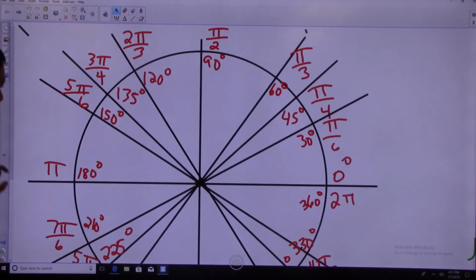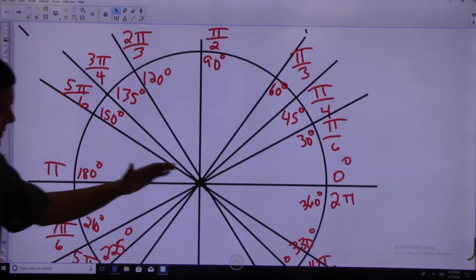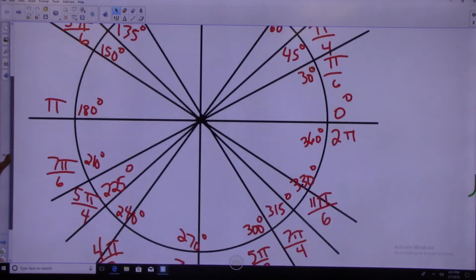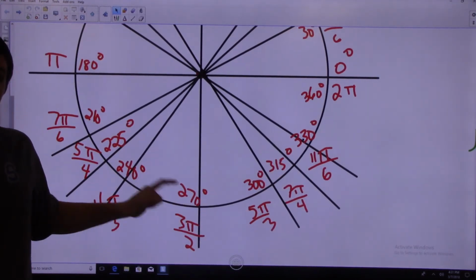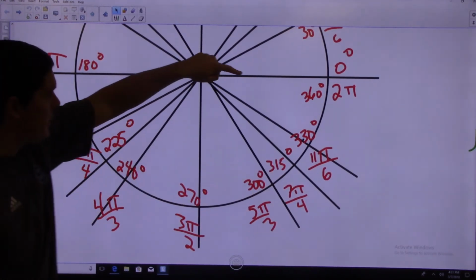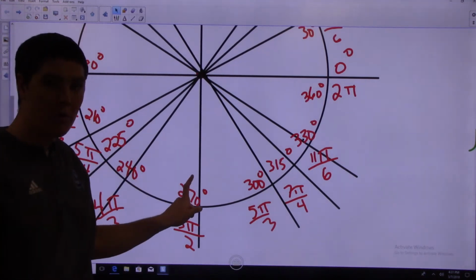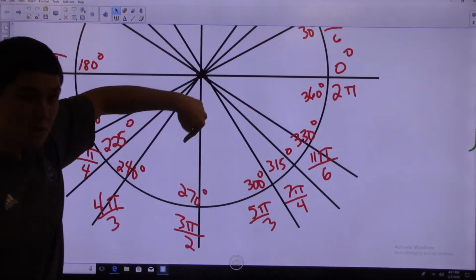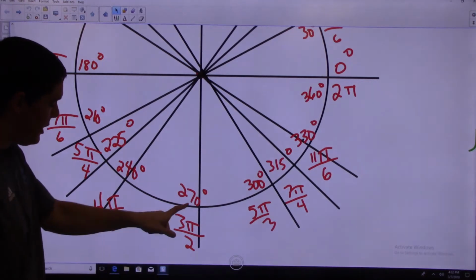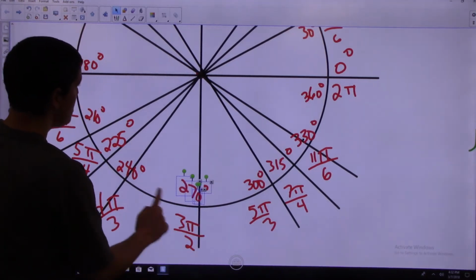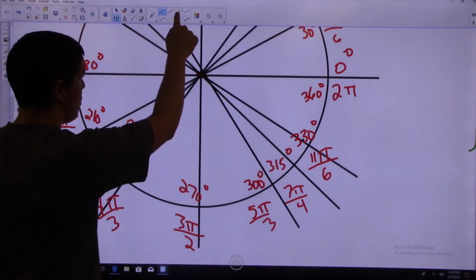Hopefully you guys are aware by now that negative pi over 2 is going to end up down here, at the same position as 3 pi over 2. So rather than opening up counterclockwise all the way to 3 pi over 2, you go this direction, negative pi over 2. So here's the point that we're looking at. Remember, sine doesn't deal with x or y values.